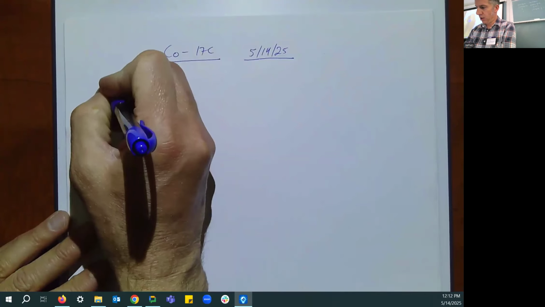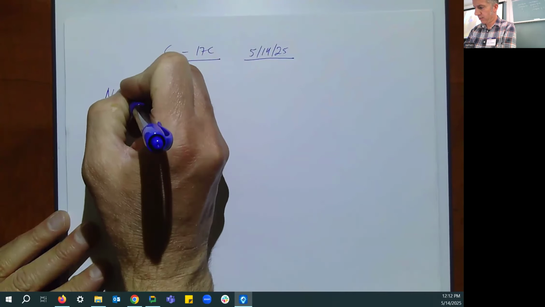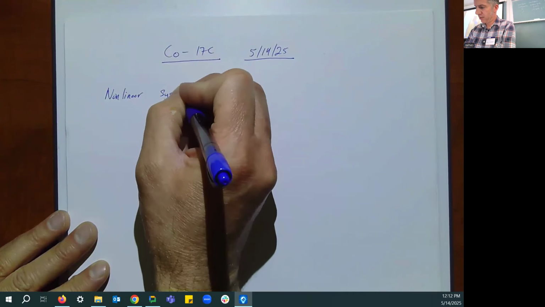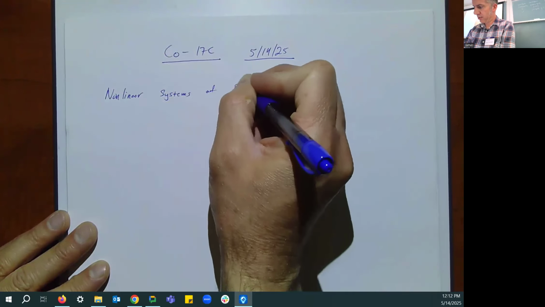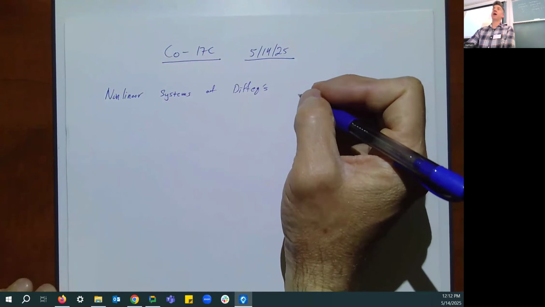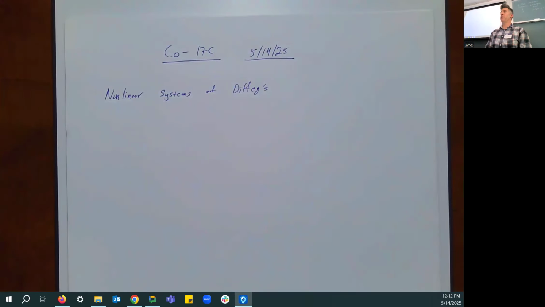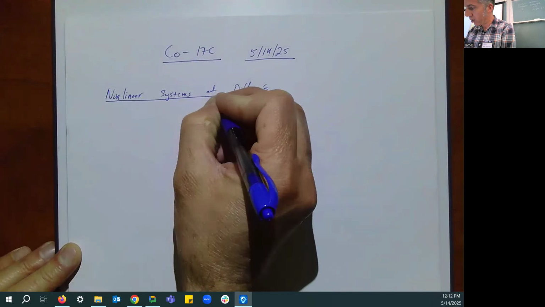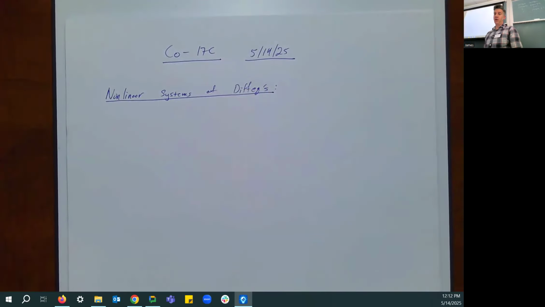So, nonlinear systems. Still going to be autonomous though, right? So we're still not depending on time. They're still in terms of x1 and x2 or x and y. Just they're not linear any longer.